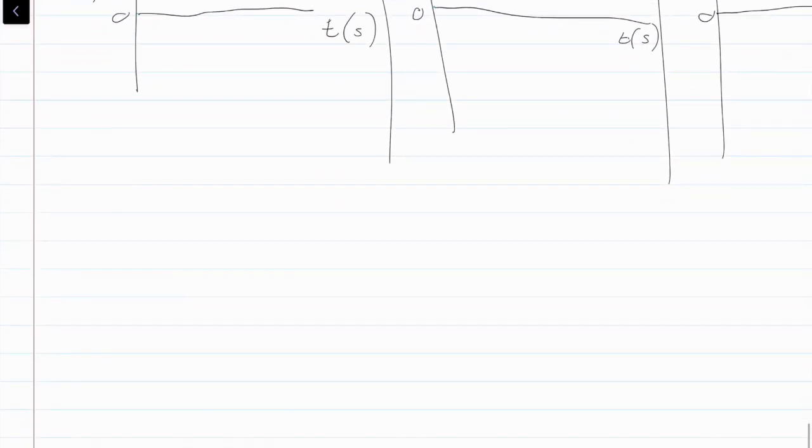So what is our first scenario? Our first scenario is a stationary object. What does that mean? A stationary object means not moving, right? The object is not moving.